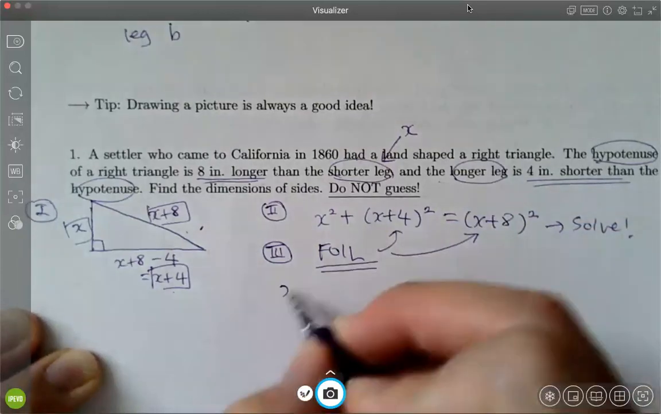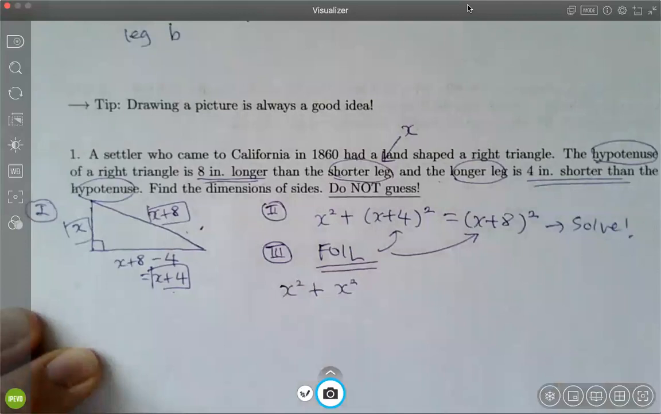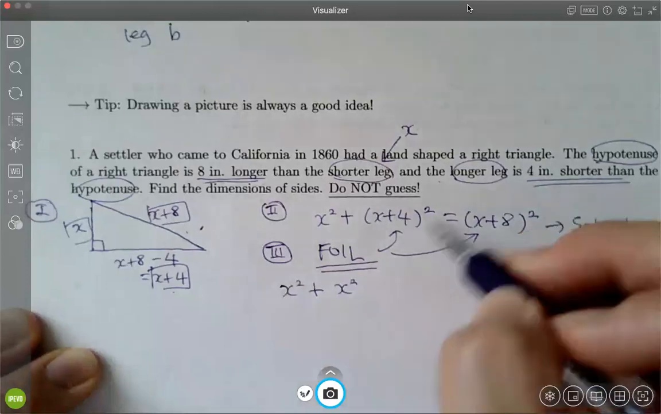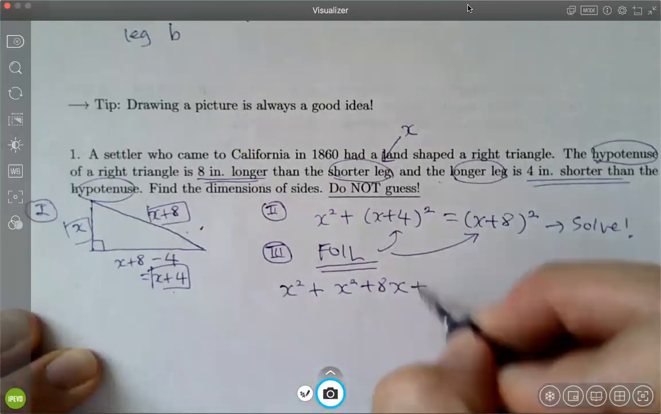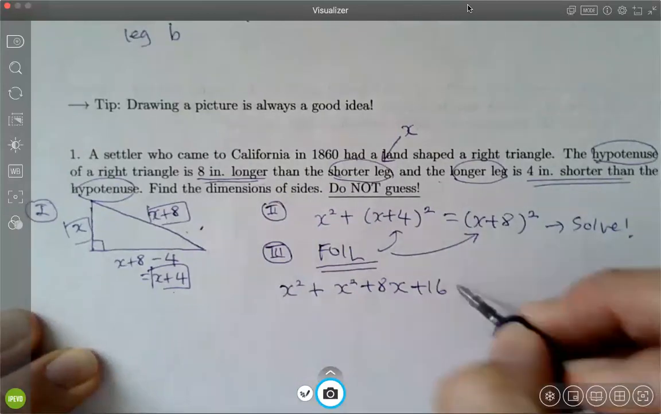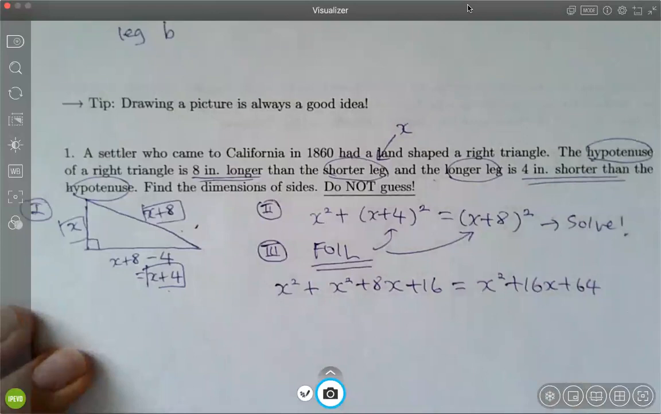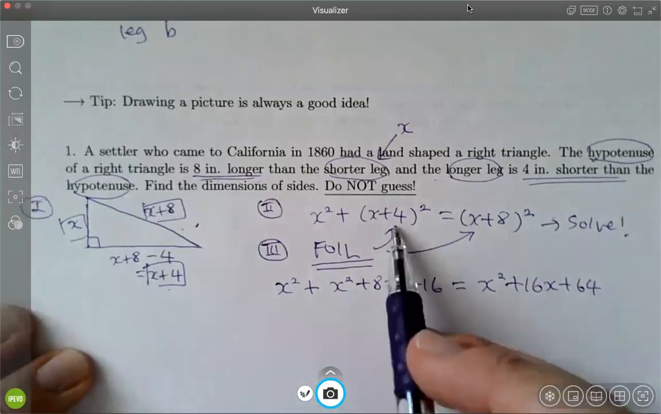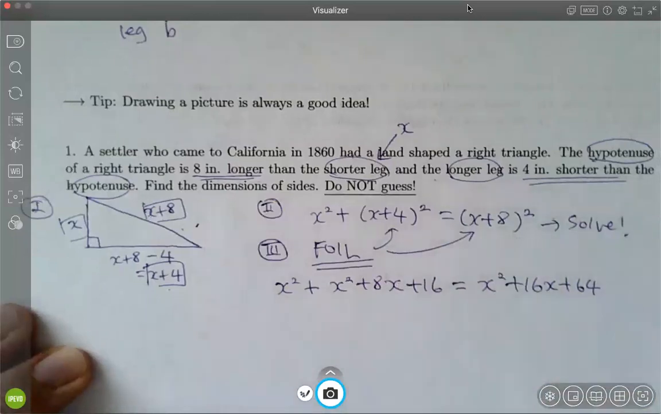X squared stays the same, and then we have x squared, another one. And now here, let me skip a step. We have plus 4x, so that means plus 8x, and then plus 16, right? And then the other side, x squared plus 8x, so that means plus 16x, and then 8 squared, that's 64, right? Again, please do not say x squared plus 16 for this one and x squared plus 64 for this one. You must FOIL it. Be careful.